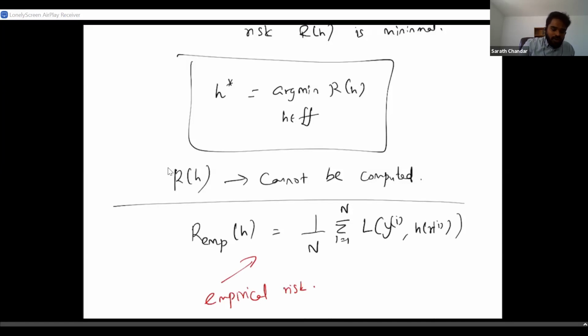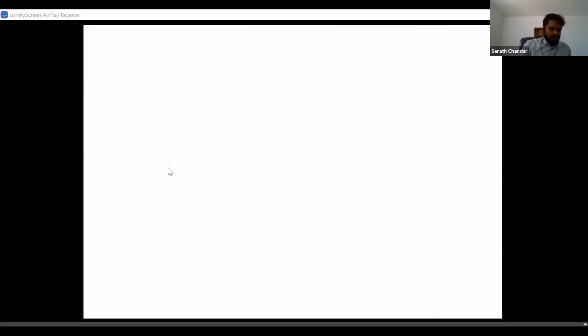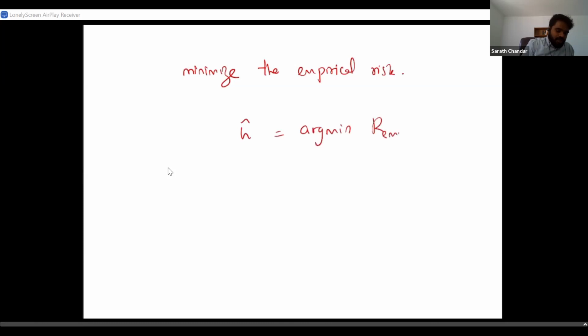Okay, so instead of minimizing the true risk, we almost always try to minimize the empirical risk. So instead of finding the true H star, we would find H hat, which is the argmin of the empirical risk. So this whole idea of approximating the true risk with empirical risk and trying to minimize the empirical risk, right? This is known as empirical risk minimization.